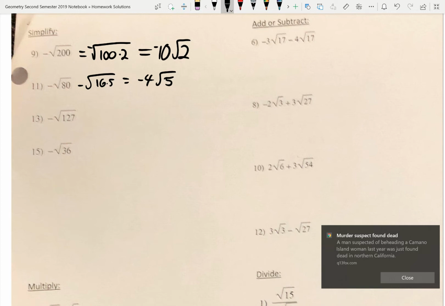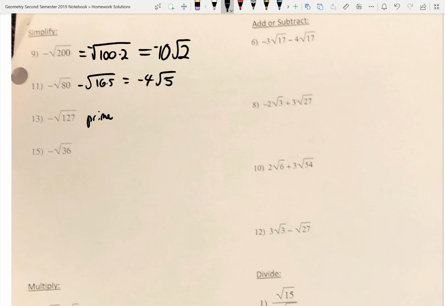About 127. If you get your calculator out and start dividing 127 by 4, and then by 9, and then by 16, then by 25, and then by 36, and 49, and all the way up, you won't get one that gives you a perfect integer, a decimal number. So this is what's called a prime number. It's only divisible by 1 and itself, and so the answer is negative root 127. I can't simplify that anymore.